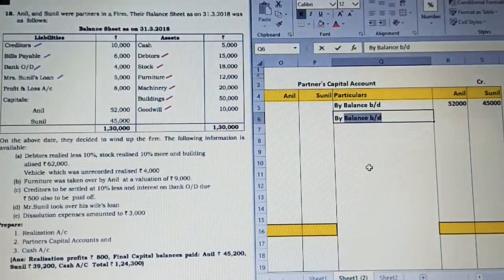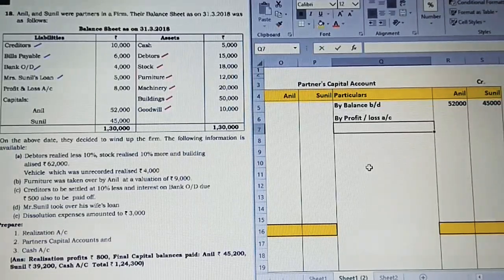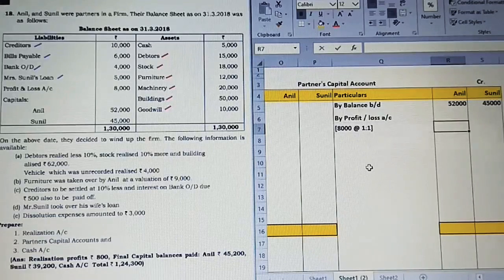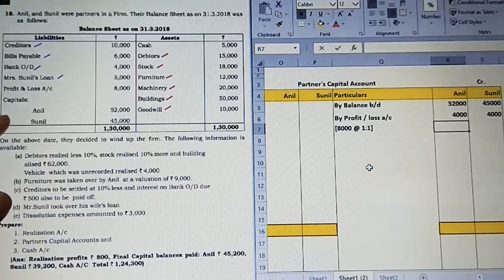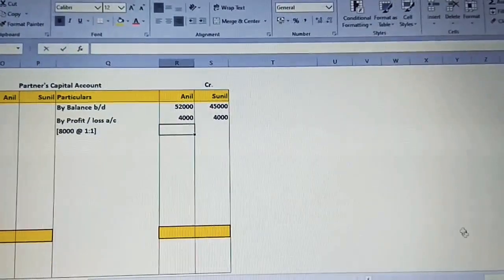So I'm going to take that by profit or loss account, and this is going to be distributed equally. 8,000 at the ratio of 1:1. So 4,000 each. Yes, we have completed the 2 items taken from the liability. Yes, this is done. Next, we have to concentrate now on the realization account.